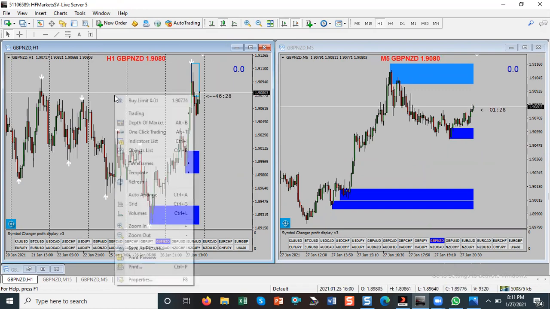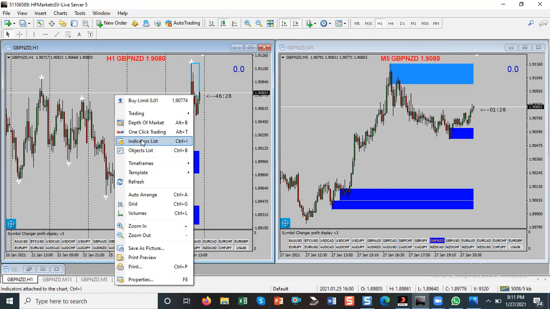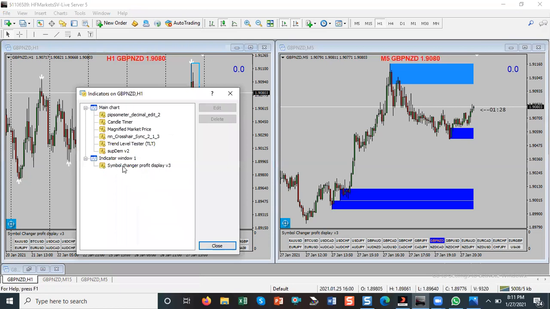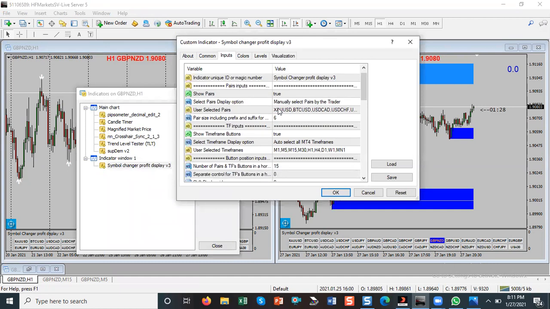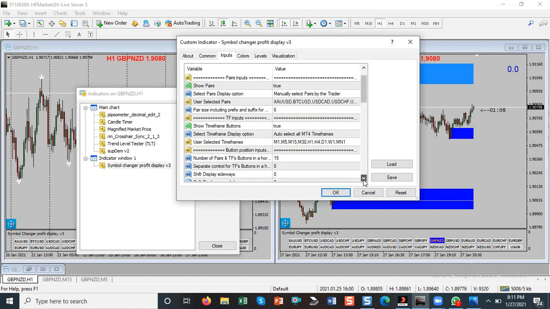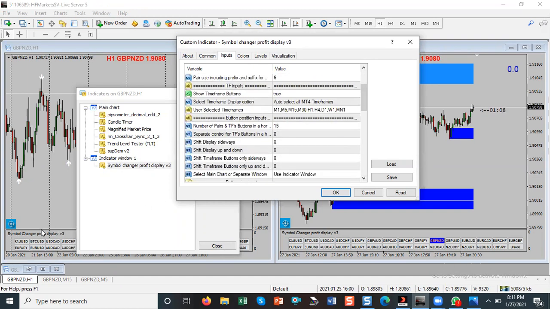The setting I have here for both of them is this symbol changer profit display. So I manually selected my pairs. I choose the pairs I want to trade with. So it's not all. Then I use my hand to type them in here. The only thing you are going to change here, so that they can accommodate this area, is number of pairs and time frame button in a horizontal row.